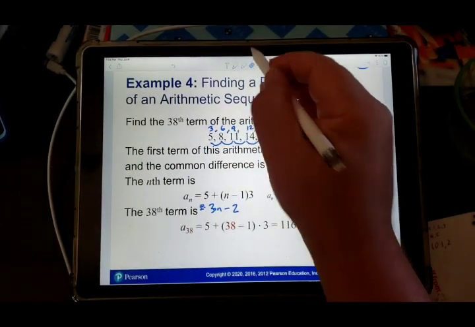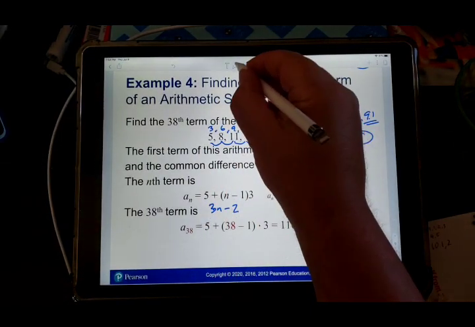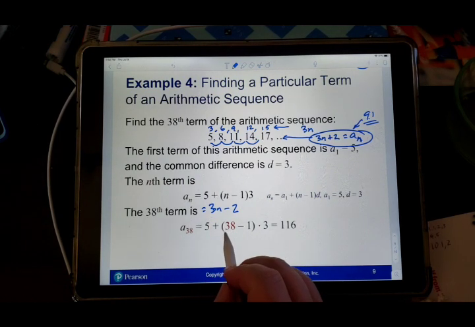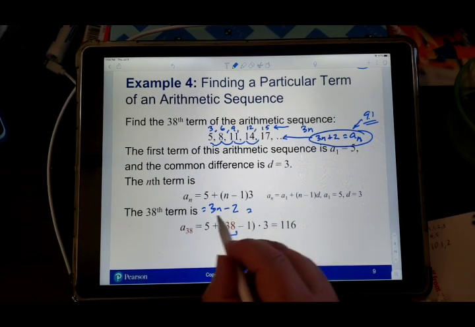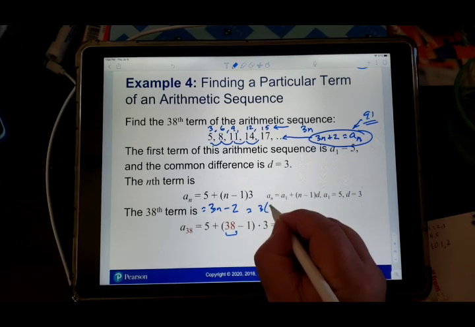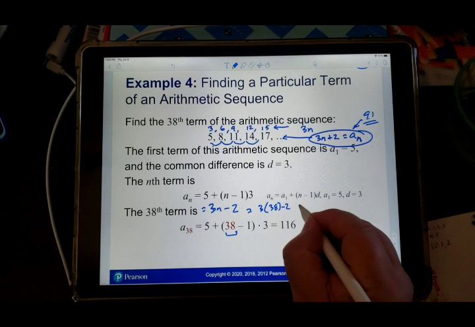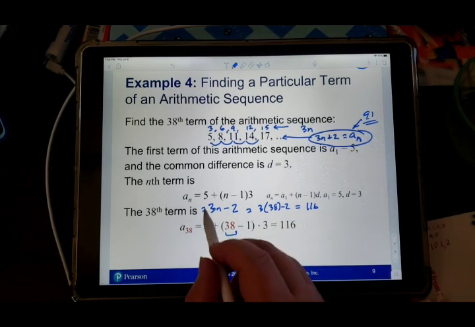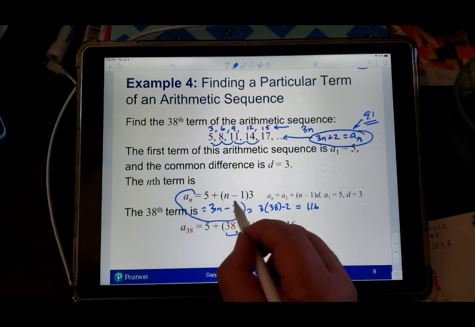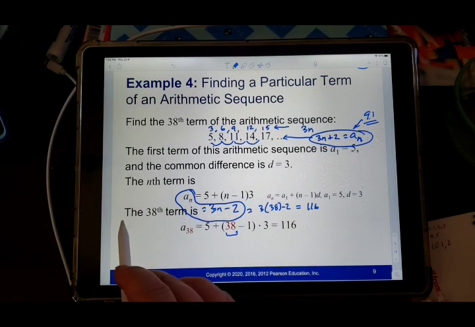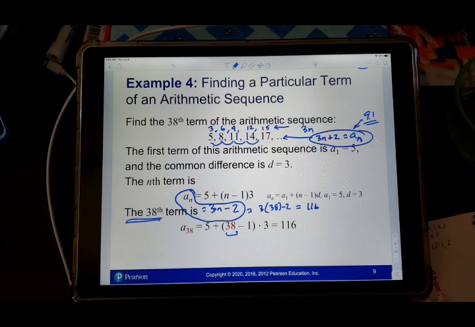But I do want to point out the entirety of this question. So this question was actually asking us to find the 38th term. So if you did simplify, you'd get 3 times 38 minus 2, which I'll take their word for it, is 116. So it's not just finding A sub n and finding the formula. Sometimes they're going to ask us to find a term.